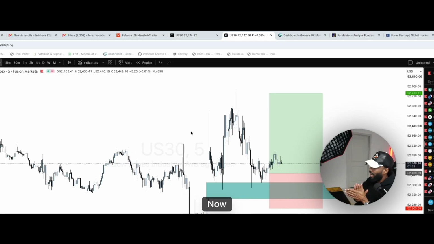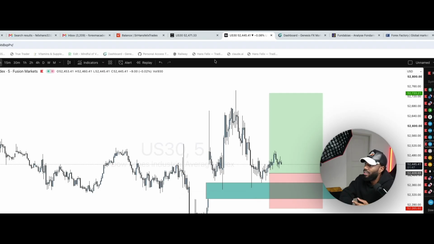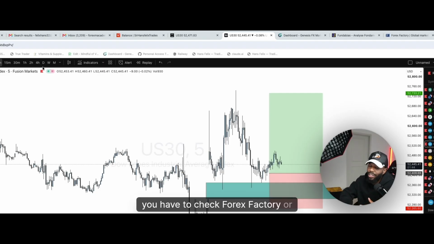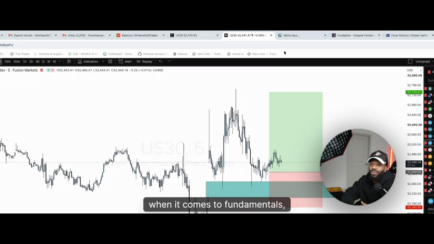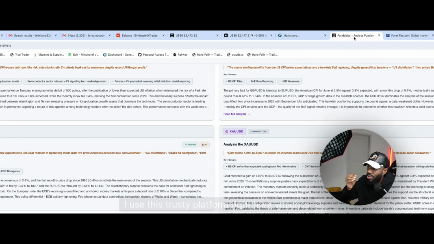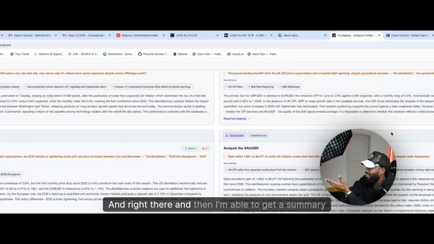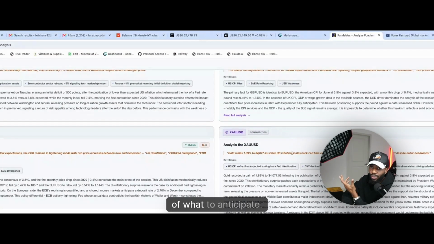All right. Now, one thing I've learned about core CPI is this. Number one, you have to check Forex Factory, or when it comes to fundamentals, I use this trusty platform right here, which is called Funda Bias. It puts all the news in one, powered by some powerful AI. And right there and then, I'm able to get a summary of what to anticipate.